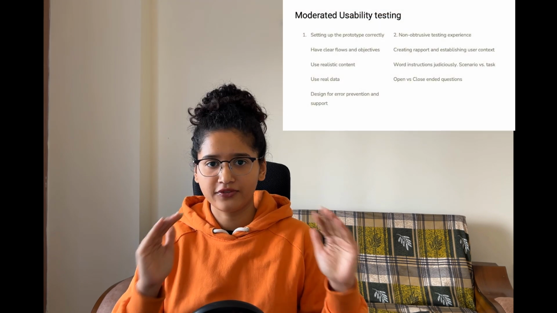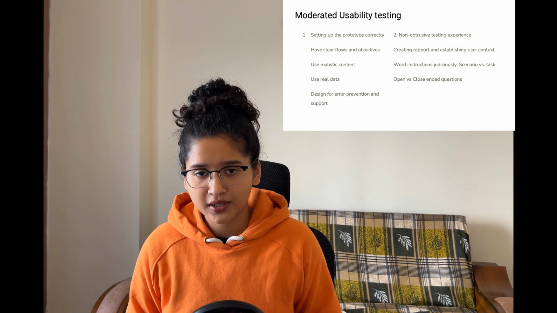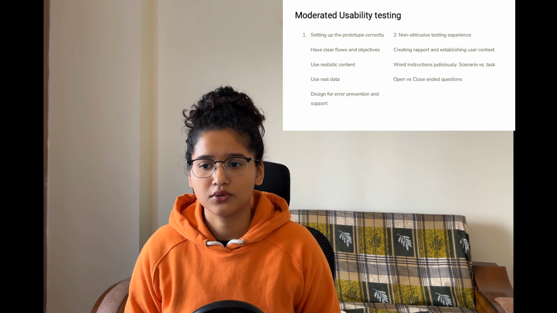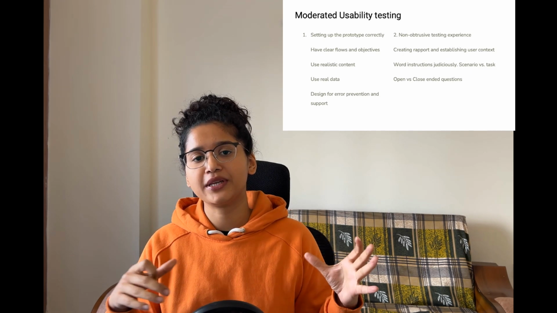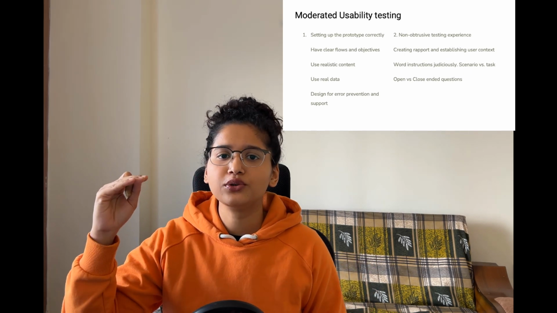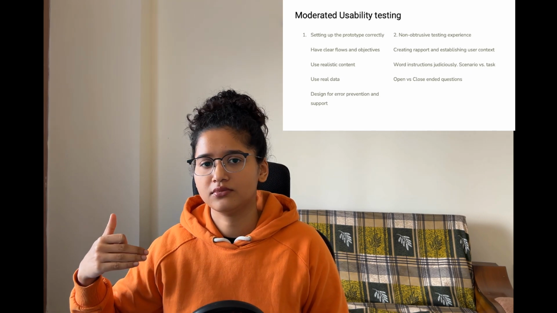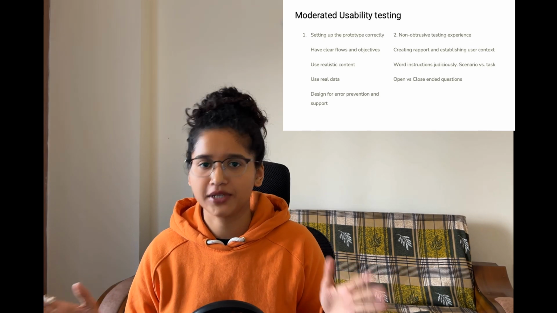So when trying to set up the prototype correctly, it's important to have clear flows and objectives. If we go back to the example for Uber, if you want to learn about the pain points when people are trying to book a particular cab while they are in a hurry, you need to have 3 to 4 or up to 10 workflows that you want to test in a 60 to 90 minute session.